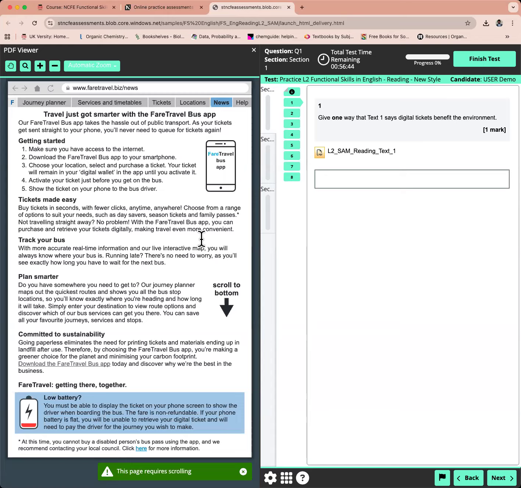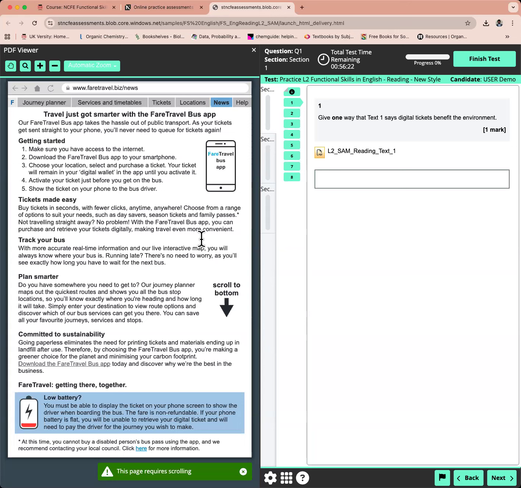And then towards the end, it says committed to sustainability. So it is also providing some information on why the app will be useful, because it will be environmentally friendly. That means it's going paperless, which means you would do your bit in terms of helping the environment, wherein you're trying to get rid of the paper. And these are the bits that are going to be useful.